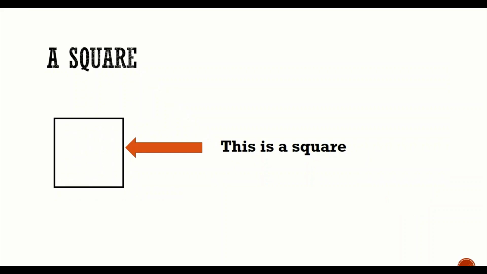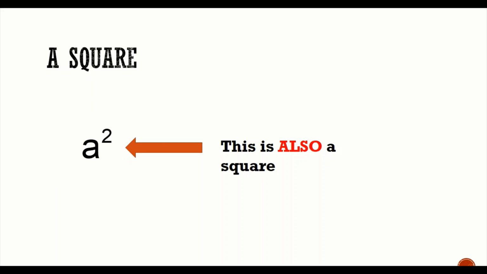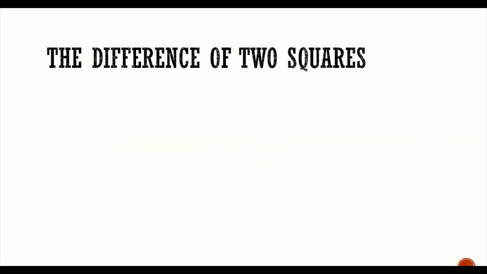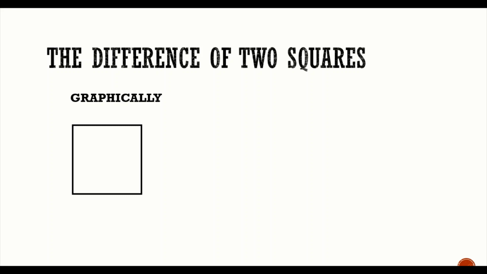So graphically, this is a square. We can write a square algebraically as a squared. So the difference of two squares. Graphically, as we saw before, this is a square. It has length A, which means all the sides have length A. This is another square. This one has length B, which means all the sides of this square will be B.